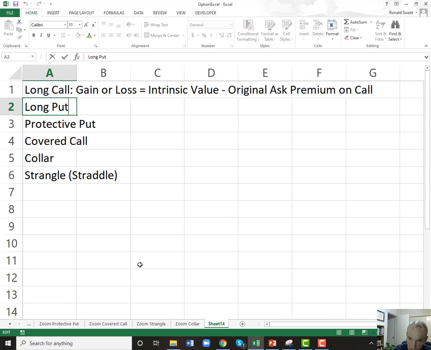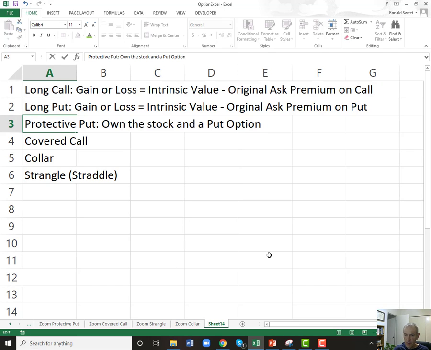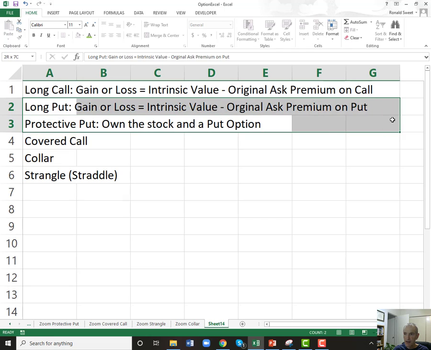For the put, your gain or loss is going to equal intrinsic value minus the original ask premium on the put. Why are we using the ask, the higher price? Because we're buying these. Protected put, you own the stock and a put option. So remember, on the stock, you take whatever the stock price is at expiration minus what its original price was. That gives you this gain or loss on the stock. And then for the put, you just use this formula right here.